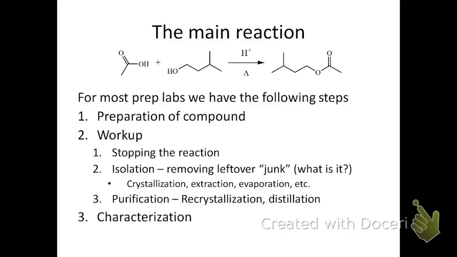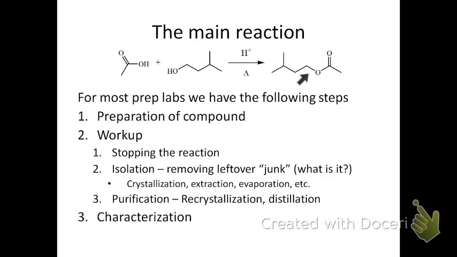So, the main reaction for the experiment that we're doing is that we're going to be reacting acetic acid with isopentyl alcohol. We'll heat it and then do it under acidic conditions. And this is an equilibrium reaction, and what we'll eventually make is isopentyl acetate. This process takes about an hour to an hour and a half of the lab period.